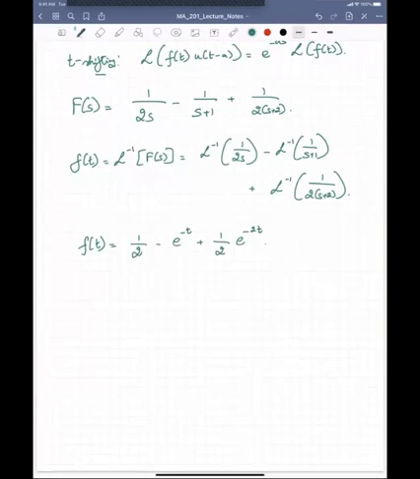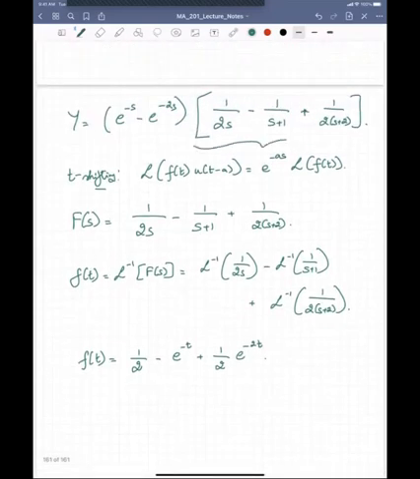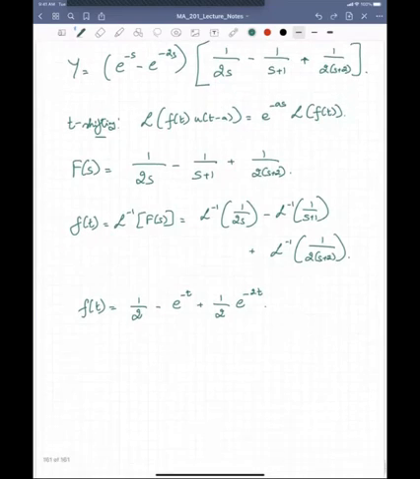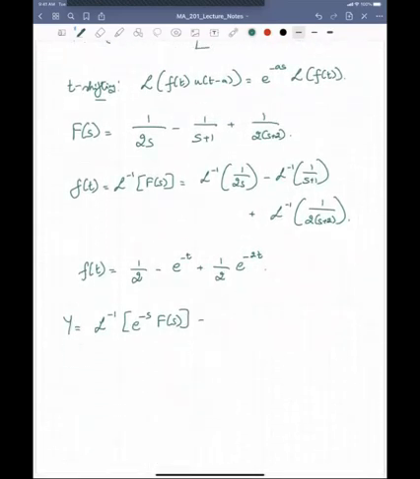But now how do you find the solution to your original problem? The original problem was not calculating the Laplace transform of just this guy. It was calculating the Laplace transform of this multiplied by e to the minus s minus e to the minus 2s. But that is okay because y is L inverse of e to the minus s f of s, and the second part is L inverse e to the minus 2s f of s, right? Because the inverse Laplace transform is also a linear function. So I can piece this up into two different things.